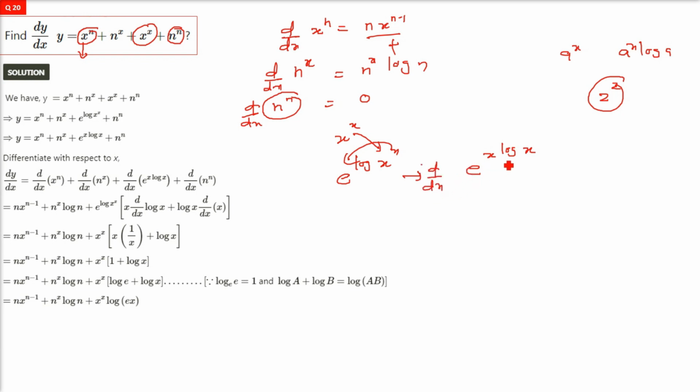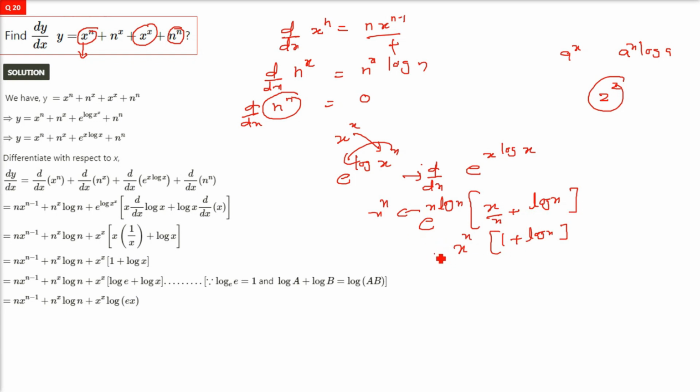So d by dx of e to the power x log x will be e to the power x log x. And then we'll differentiate x log x by the product rule. So we have x times 1 by x plus log x times the differentiation of x, which is 1. So what do you get? 1 plus log x. So e to the power x log x into 1 plus log x. But e to the power x log x has come from where? x to the power x.